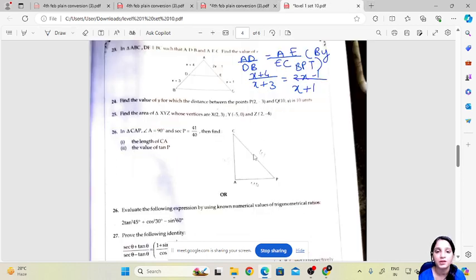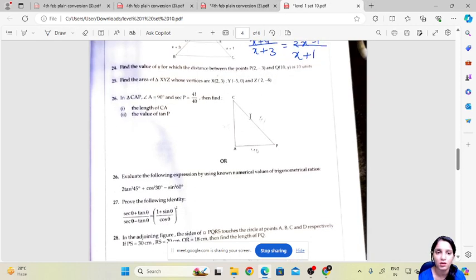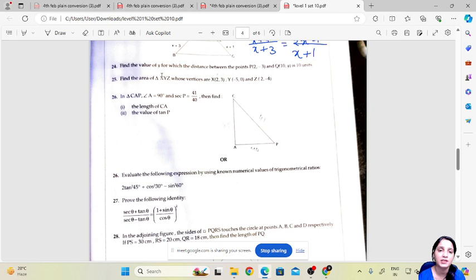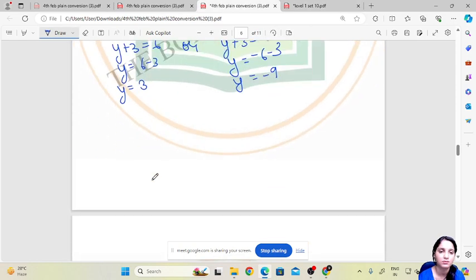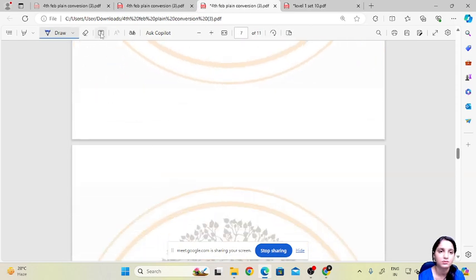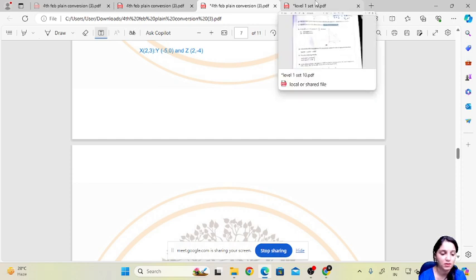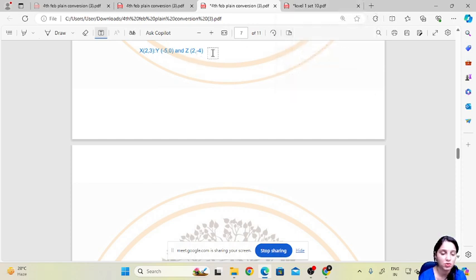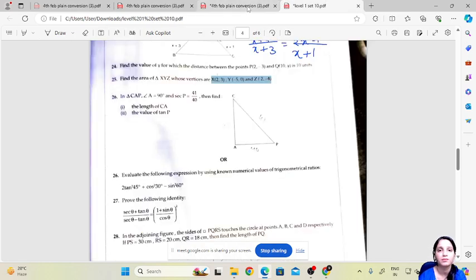Okay, then find the area of triangle XYZ whose vertices are X(2, 3), Y(minus 5, 0) and Z(2, minus 4). Okay.